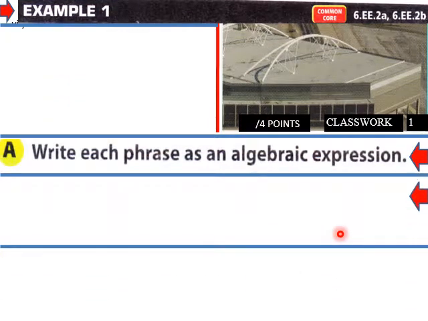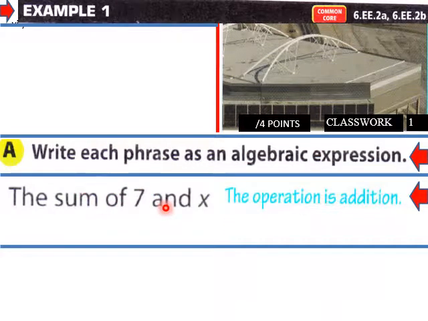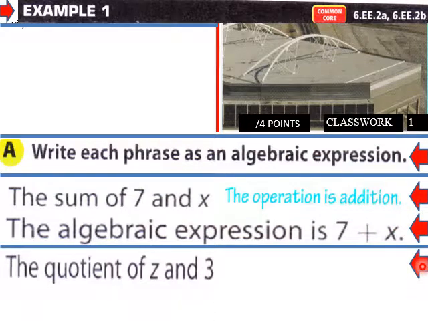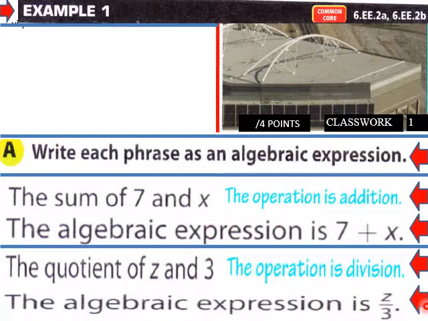Example 1. Write each phrase as an algebraic expression. The sum of 7 and x, the operation is addition. The key word here is sum: the sum of 7 and x will be 7 plus x. And then the quotient of z and 3, how would that be written? As an operation of division, it would be written z over 3. Z over 3 would be the quotient of z and 3.